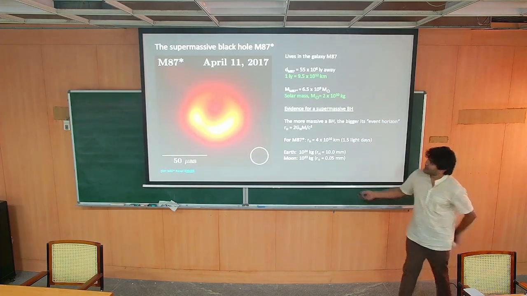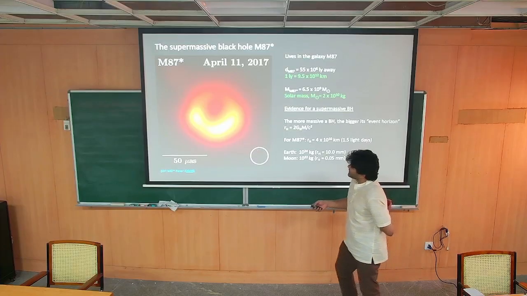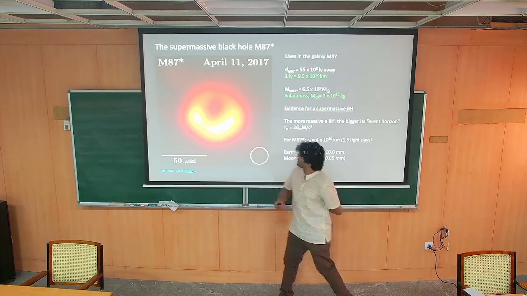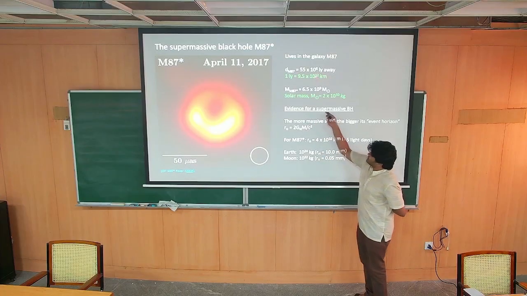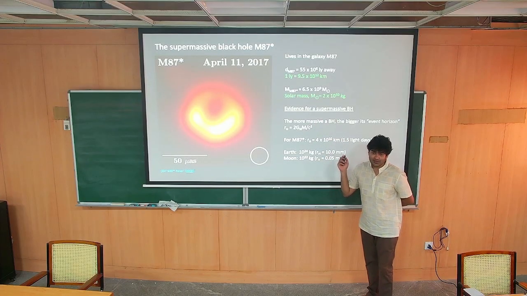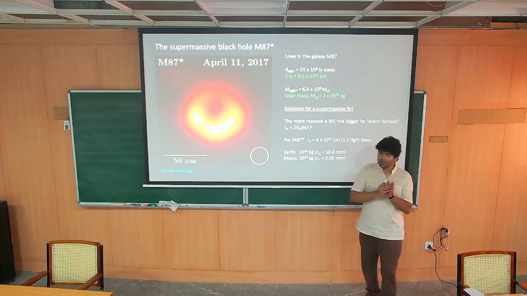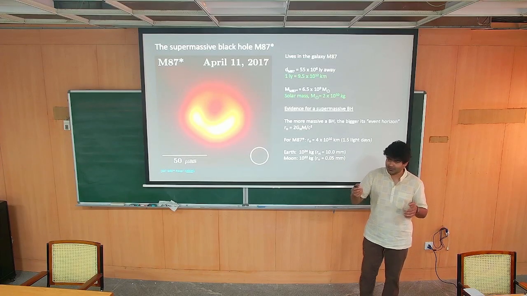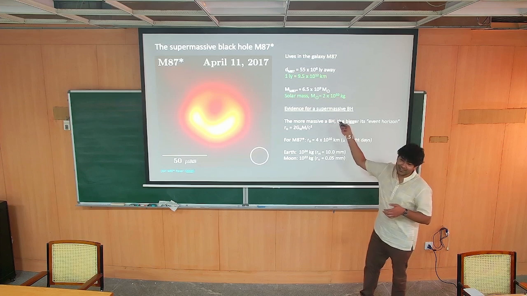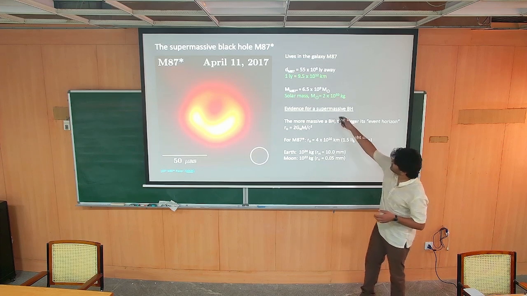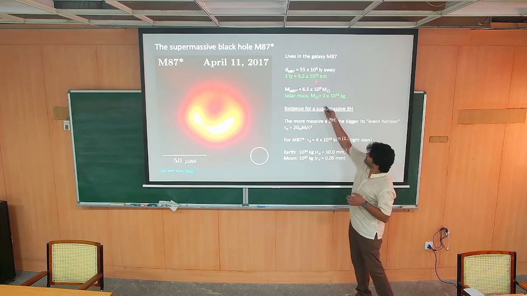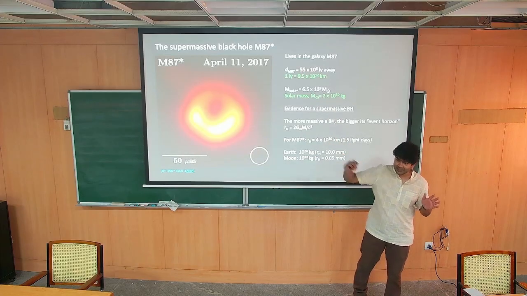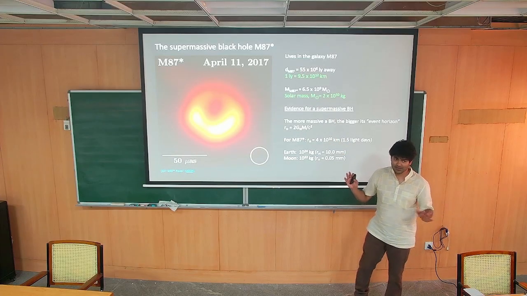Okay, so let's get into it. This is a supermassive black hole, M87 star. It's in the galaxy M87, Messier 87. It's about 55 million light years away from us. One light year is the distance light will travel in one year, around 1 trillion kilometers, and this guy is 55 million trillion kilometers away from us. A huge distance.